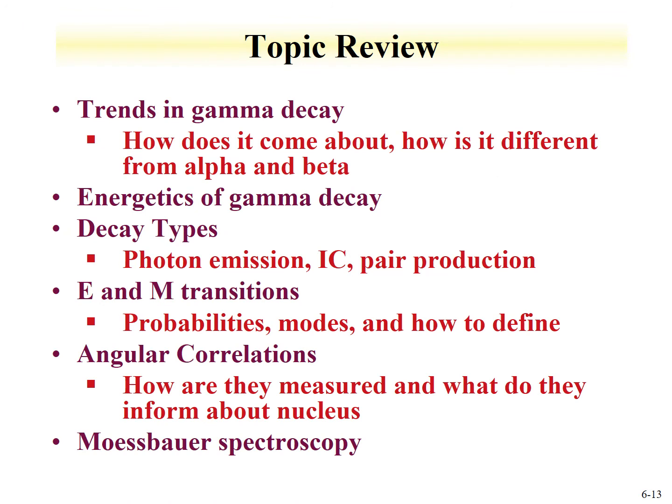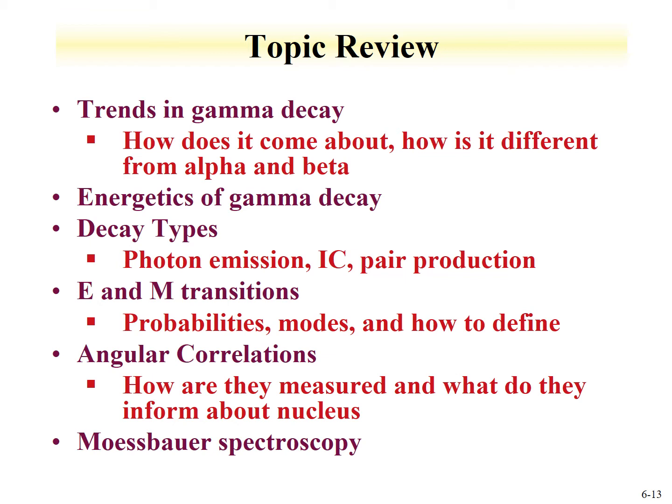So with lecture 6 on gamma decay, we've covered a number of different aspects of gamma spectroscopy and gamma emission. There's a number of areas that were fairly in-depth, but some of the concepts and ideas that you should take from this lecture include trends in gamma decay. How does it come about? How is it different from alpha and beta? Fundamentally, gamma can be a result of a decay of either alpha or beta, where the parent goes to an excited state of the daughter.